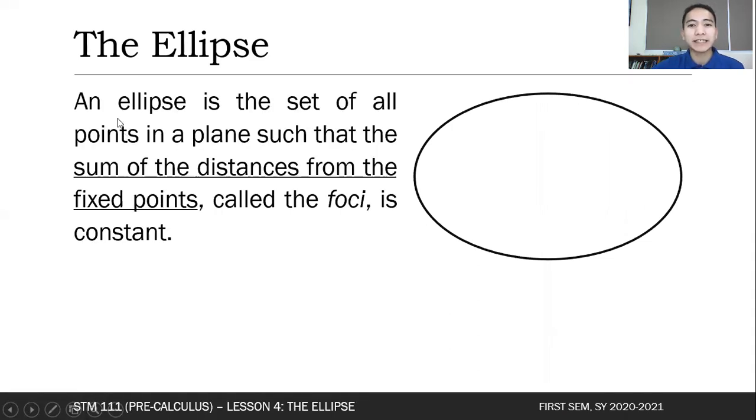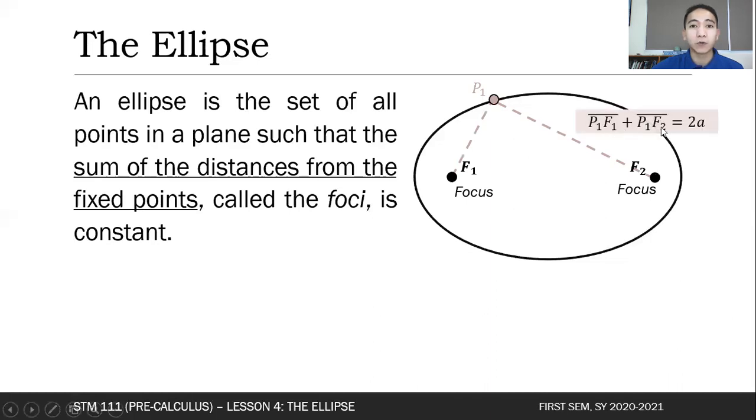So an ellipse is the set of all points in a plane such that the sum of the distances from the fixed points called the foci is constant. So ibig sabihin, given this shape, meron dalawang points dyan na fixed, the foci. So let's say f sub 1 and f sub 2. And let's say we have the point p sub 1. And if we measure the distance from that point to the foci, and we add the distances, that will, let's say, result to 2a.